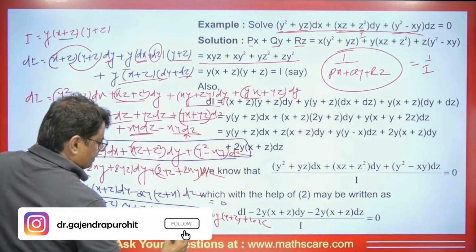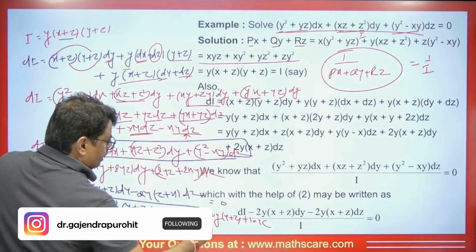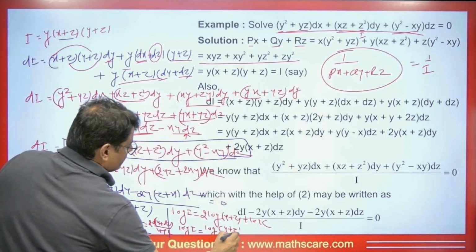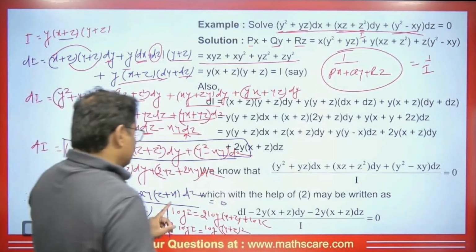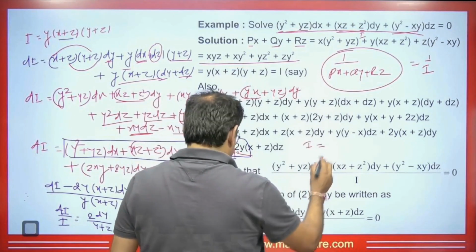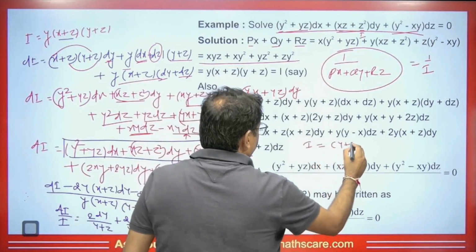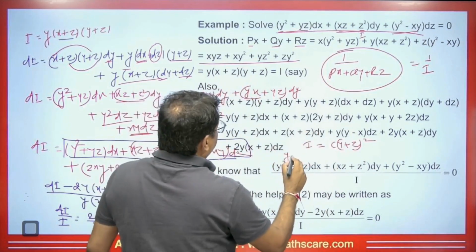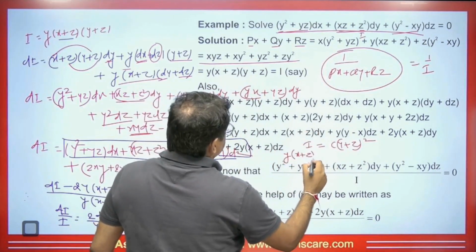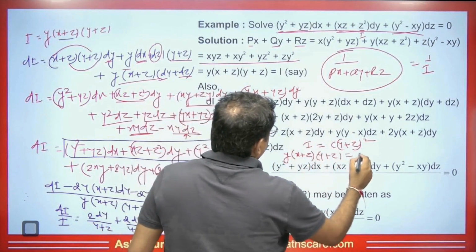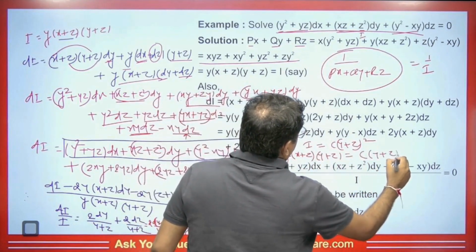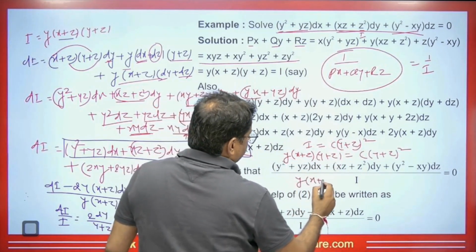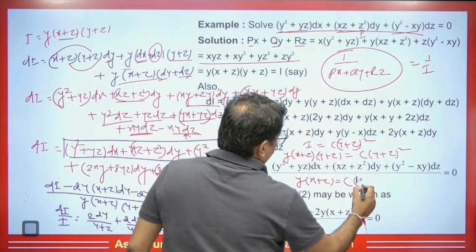So students, then we will get log I is equal to, 2 will go to the numerator, so it will be log c multiplied by the whole square of y plus z. Now what will be the answer? The answer we get is I is equal to c times (y plus z) whole square. We will take the value of I and put it here, and then we will get y multiplied by (x plus z) into (y plus z) equal to c (y plus z) whole square. y plus z and y plus z will cancel out, so y(x plus z) is equal to c(y plus z).